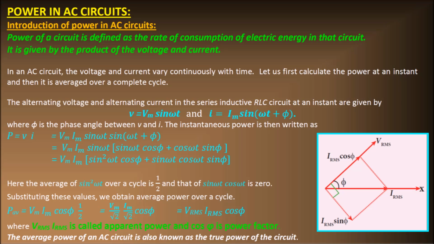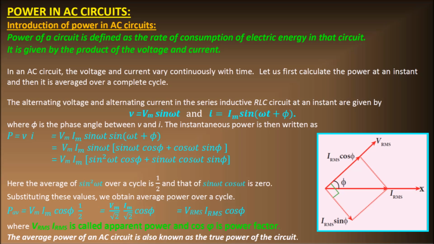Substituting the values: sin square omega t as half, and sin omega t cos omega t as 0. Substituting in this equation, the average power is equal to Vm Im into sin square half, and sin omega t cos omega t becomes 0. அப்ப second term 0 ஆயிடுறதால we will have only the first term. Sin square omega t க்கு half substitute பண்ணா Vm Im cos phi into 1/2.